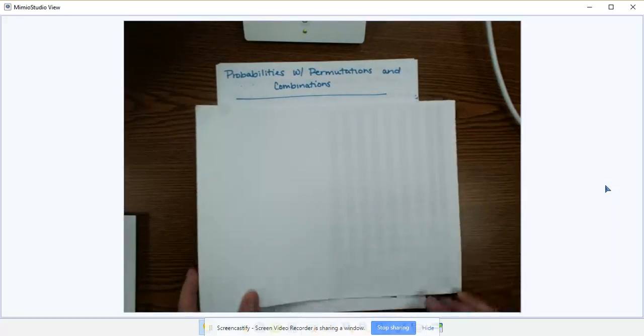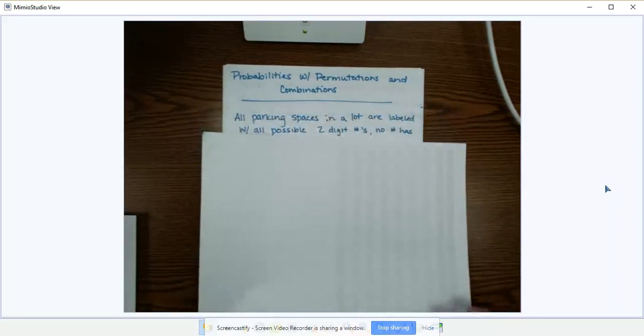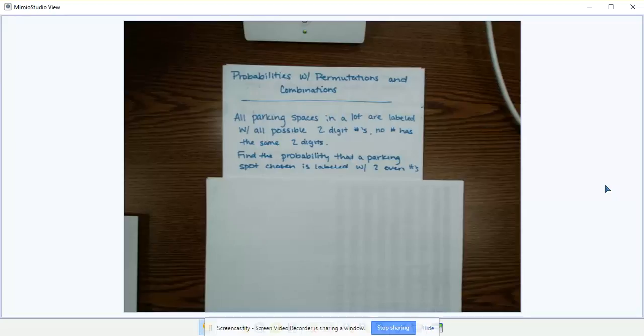Okay, we're going to look at probabilities with permutations and combinations. So if we're in a parking lot and every parking space has a number, a two-digit number, and no two parking spaces have the same 2 digits, we need to find the probability that a spot chosen has 2 even numbers. So the first thing we need to think about is, does the order of our numbers matter? And they do, because 14 is very different than 41. Therefore, we have a permutation.